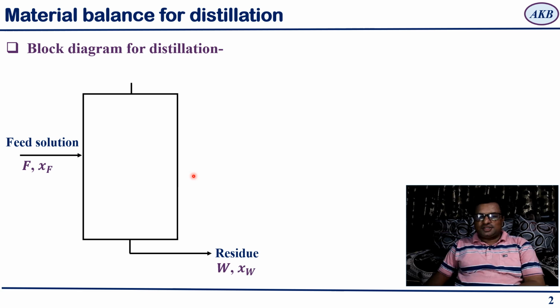Then the other stream that comes out of the operation is the distillate, or the top product, or the overhead product. Here we are going to describe this by using these two parameters, D and XD. So by using this simple block diagram, we have represented the distillation operation. The input is the feed solution and there are two output streams, one is the residue and the other is the distillate.